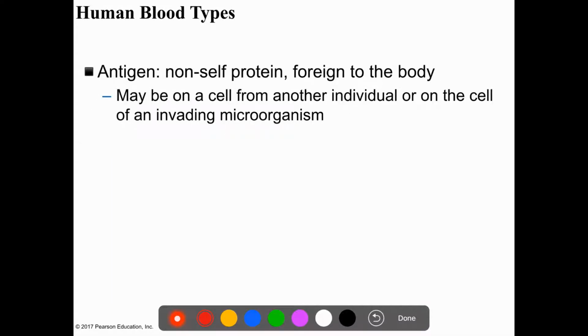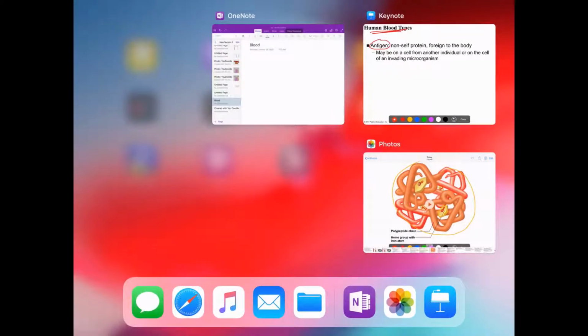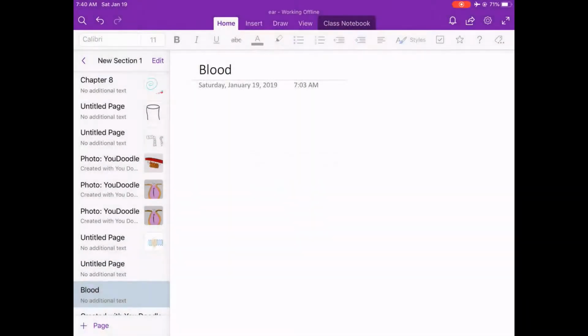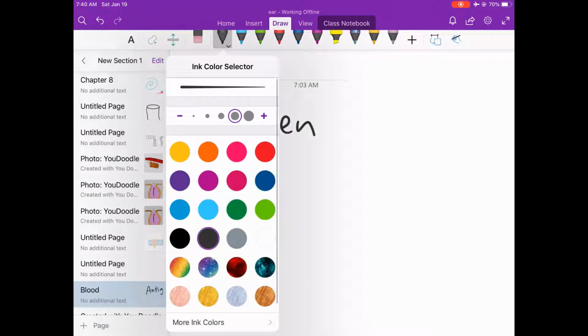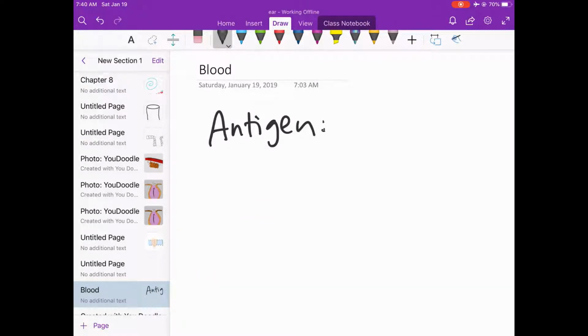Now, in order to understand the human blood types, we need to understand 2 things, the antigens and antibodies. And I will move to OneNote in order to be able to explain them in a better way. Now, let's talk about the antigen. I want to reduce the size. Okay. Now, antigens, think of them as the identifiers, the IDs.